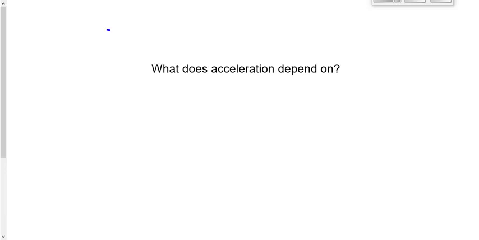This one's called Newton's second law, but I'm going to ask you a couple questions before we explain what Newton's second law is. You guys know what acceleration is, right? How quickly velocity changes. What does acceleration depend on? In other words, what affects acceleration? What makes acceleration bigger or smaller? Give me one thing. Okay, the amount of force, the amount of unbalanced force.